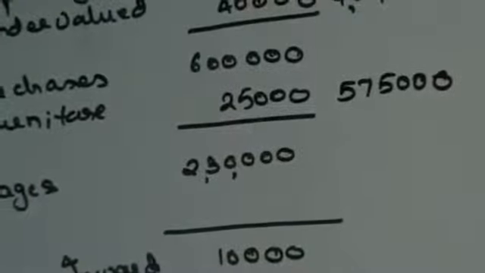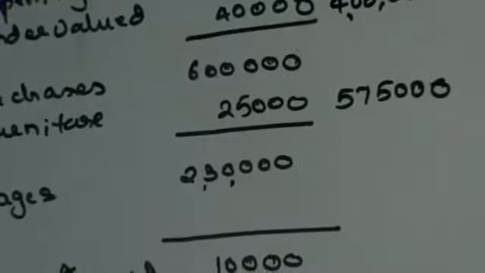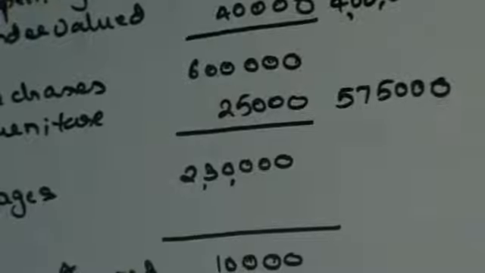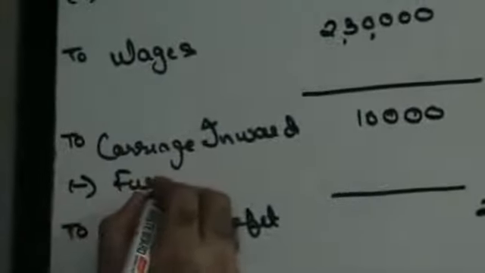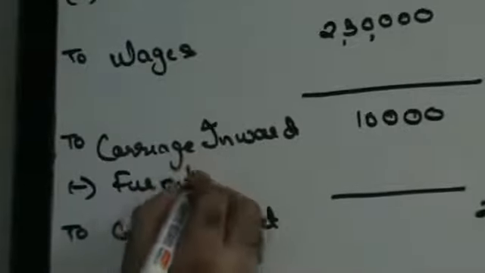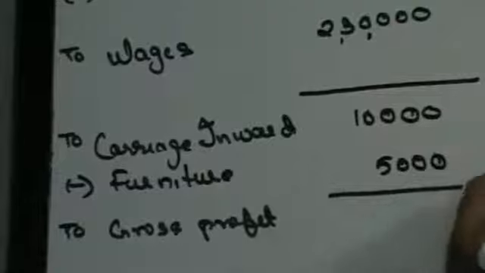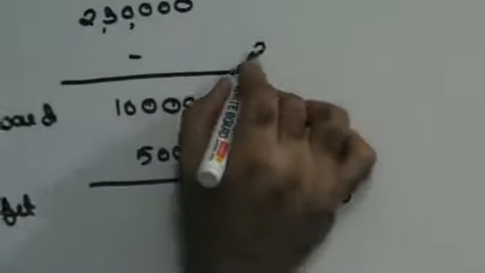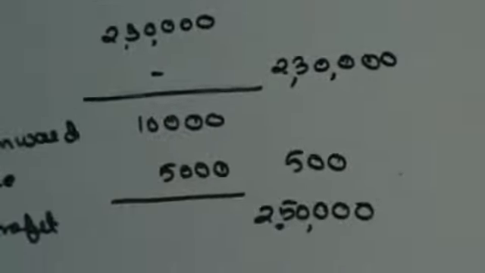Next, the amount spent for bringing and setting up the furniture in the office was rupees 5,000, which was included in carriage inward. So you will less from carriage inward, furniture 5,000. So this 2,30,000 comes out here as it is. Okay. We've recorded all the entries.